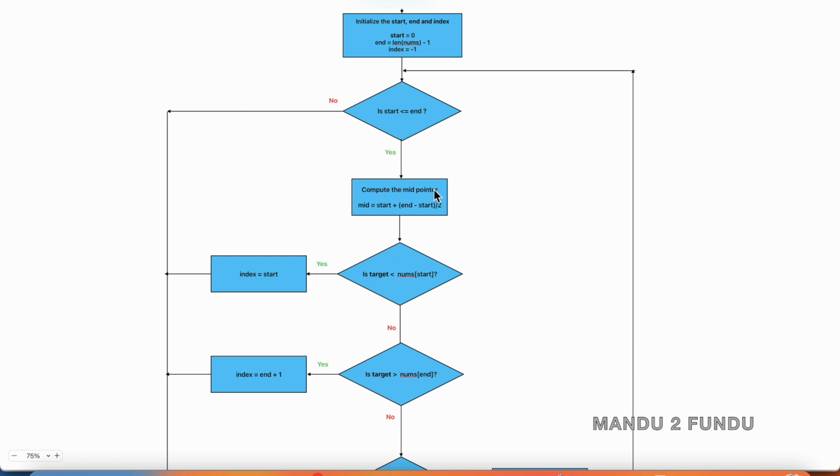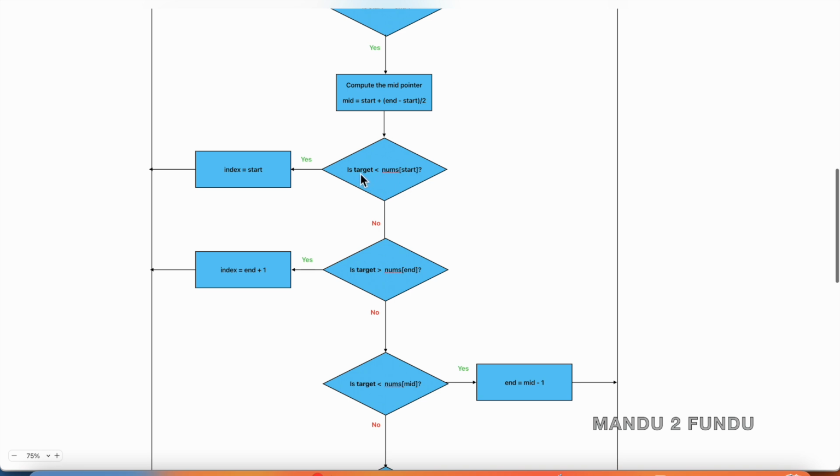Otherwise, we compute the mid pointer and then we check whether the target value is not present in the range starting from start and end by comparing if the target value is less than the element pointed by the start pointer, then we set the index with the start pointer and break out of the loop. Else, we check whether the target value is greater than the element pointed by the end pointer. If that is true, we set the index with value n plus 1 and break out of the loop.